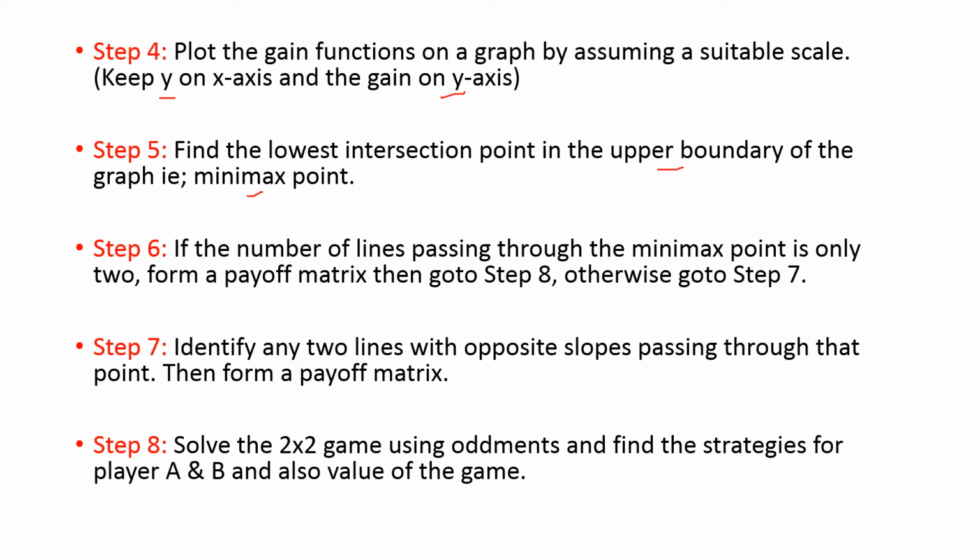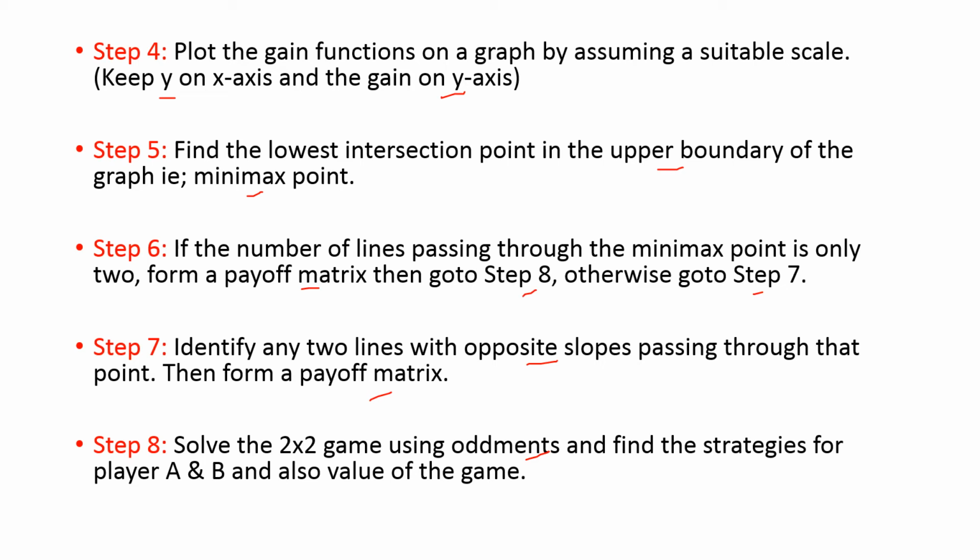Now step 6, if the number of lines passing through the minimax point is only 2, form the payoff matrix and go to step 8, that is solve using the augment method. Otherwise, take the lines with the opposite slopes and then continue. So these are the steps for the solution.